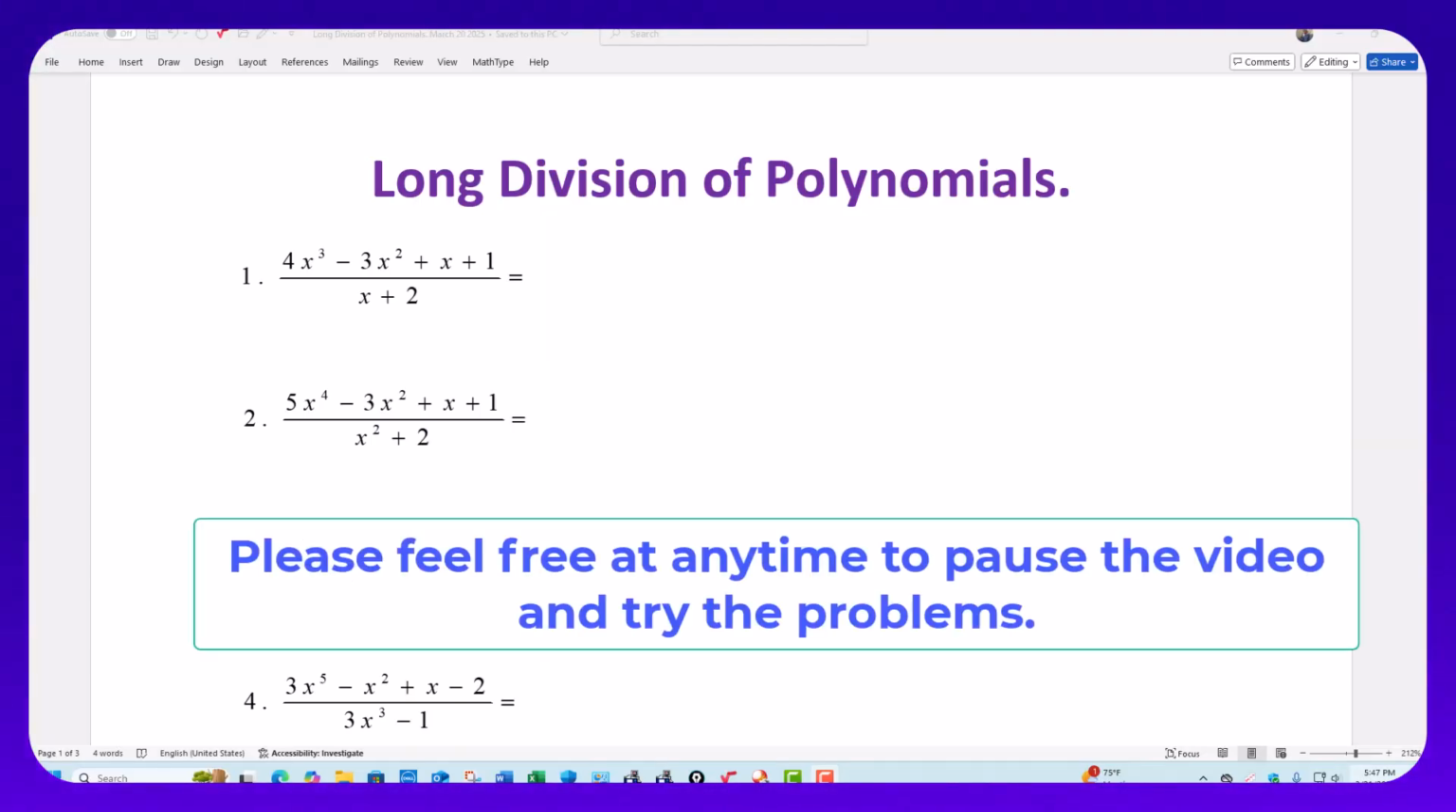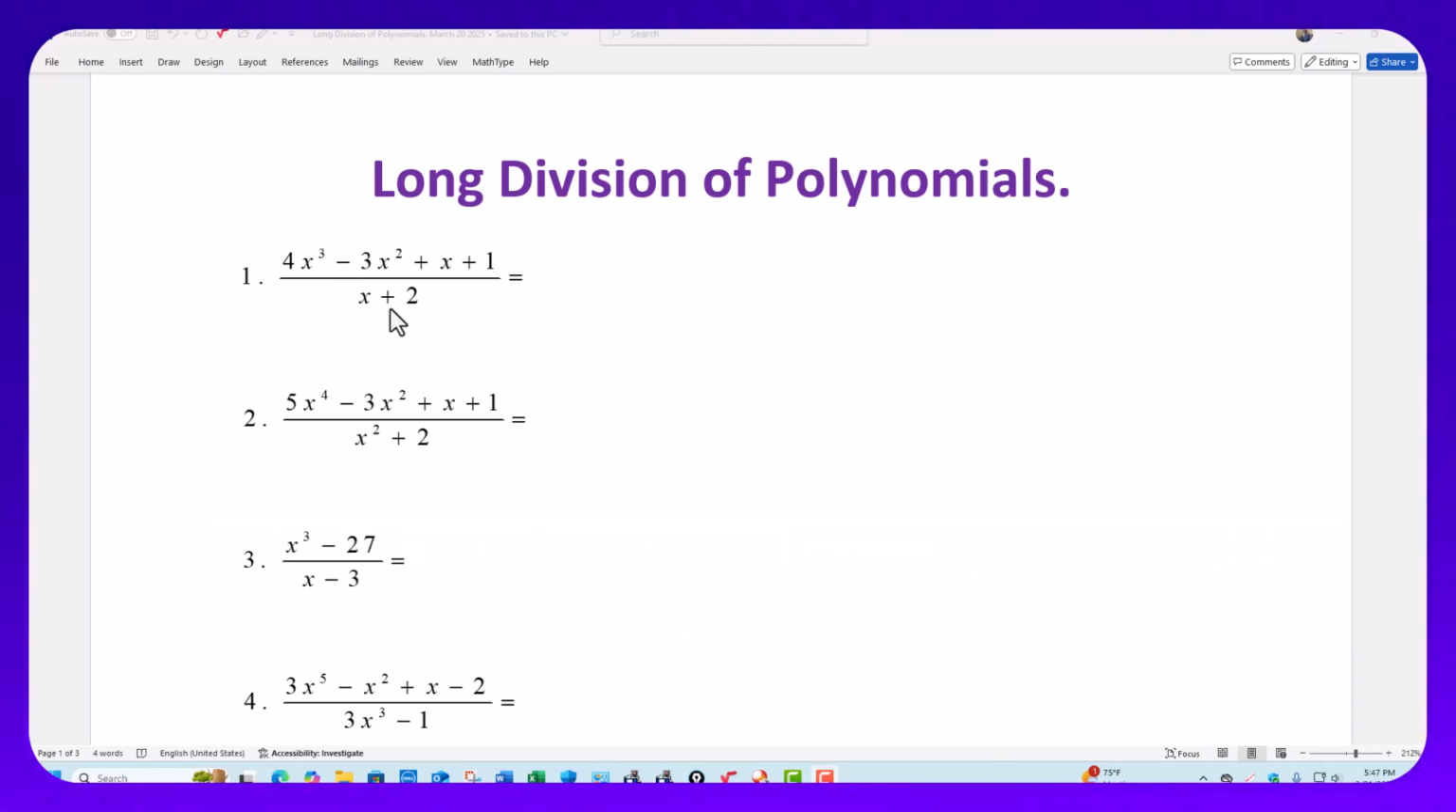In this video, we'll be looking at long division of polynomials. Now, if the denominator or the divisor is linear, like say x plus 2, or x minus 2, x plus 5, or something like that, you can use an abbreviated form of long division, which is called synthetic division. Here, we're going to be looking at long division. Something like number 2, for example, can't be done by synthetic division. So that has to be done by long division, and so on.